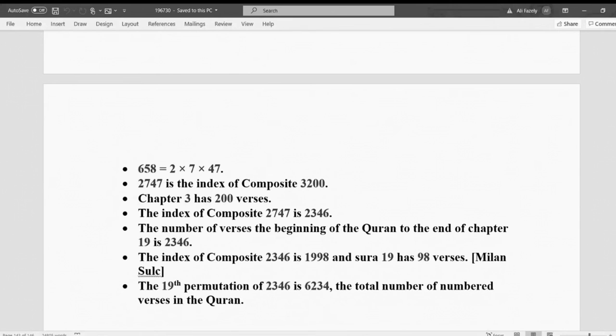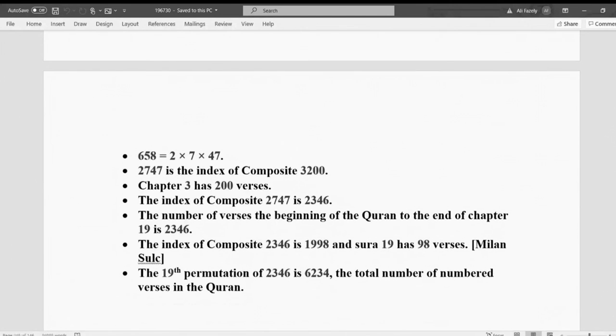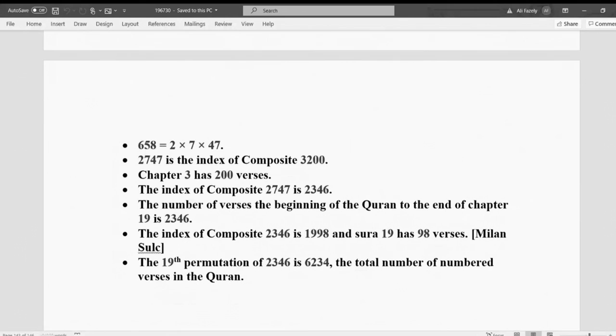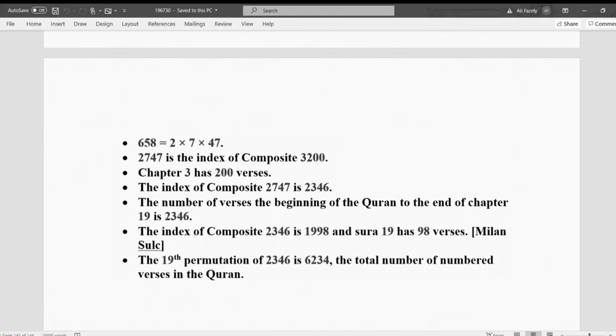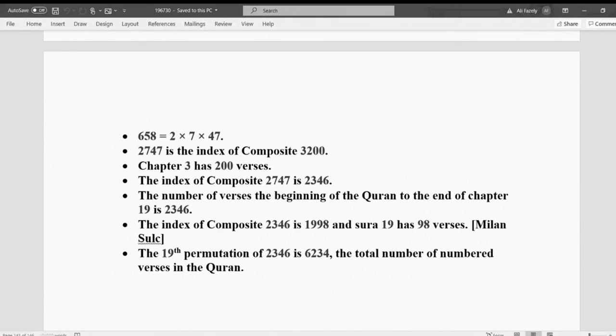So this is what I didn't say last week, because obviously the length of the thing was becoming too long. So I saved it for this week. But you see that we did chapter 19, which has 98 verses. We did chapter 3, which has 200 verses. We did the number of initials in chapter 19, different ways. We generated the total number of the verses in the Quran, which is 6346. We generated the number of verses that are numbered in the Quran, 6234.